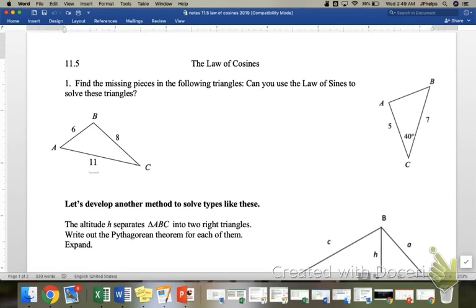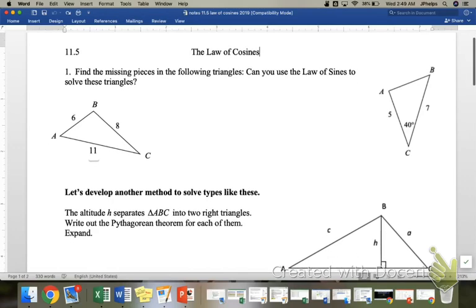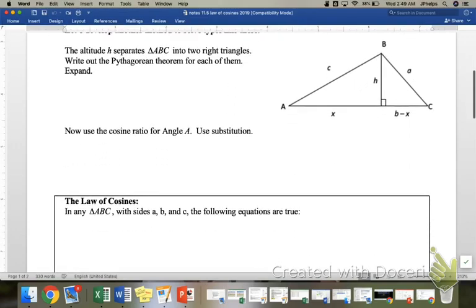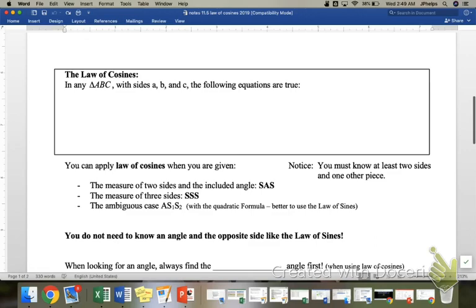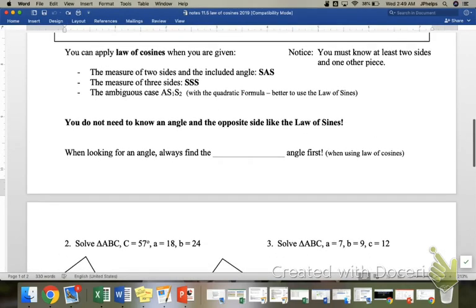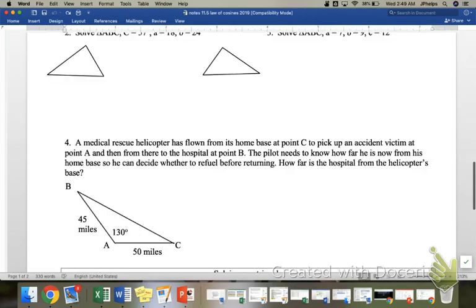This first video is going to be going over finding the missing pieces of the two triangles and determining how you can solve those. The second video explains the law of cosines, where it comes from. The third video explains when you can apply the law of cosines and a few practice problems along with that.